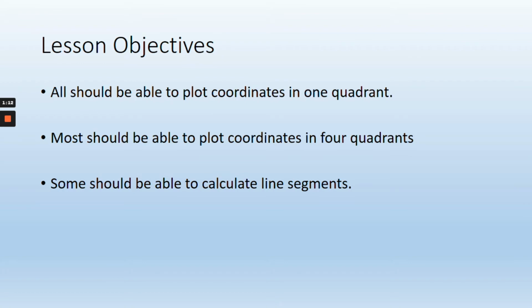Some of you should be able to calculate line segments. This is working out different lengths on coordinates and using lines to work out which one's shortest, which one's longest, and to work out equidistance, which is an equal distance from everything. We'll move on to this during the Oak National Academy lesson.